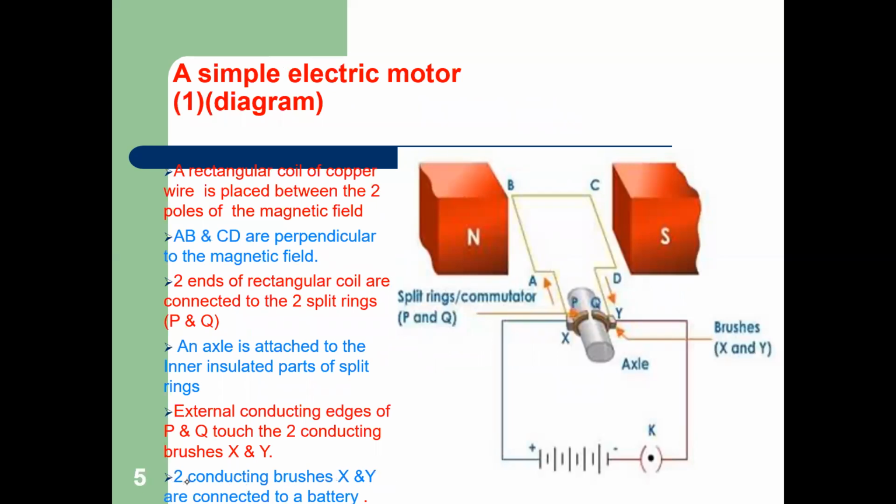So let's look at this diagram that shows us what's in an electric motor. When we're talking about an electric motor, we should be conversant with two types: the DC motor and the AC motor. When we say DC, I mean direct current, and AC, alternating current. The power that comes from NEPA, now PHCN, is what? Alternating.